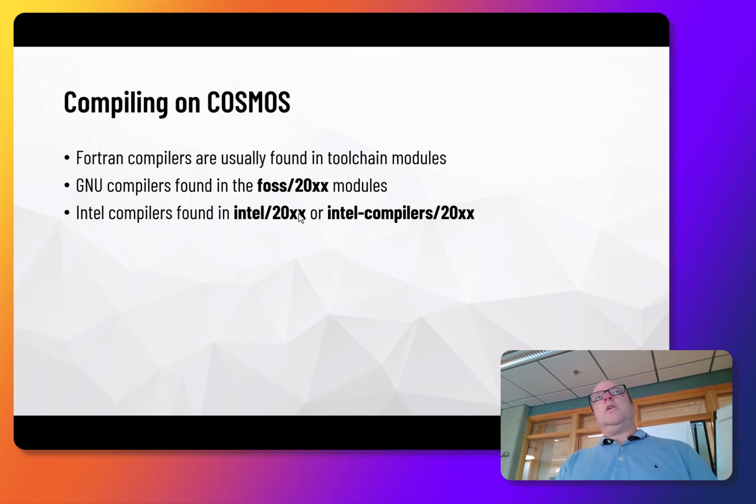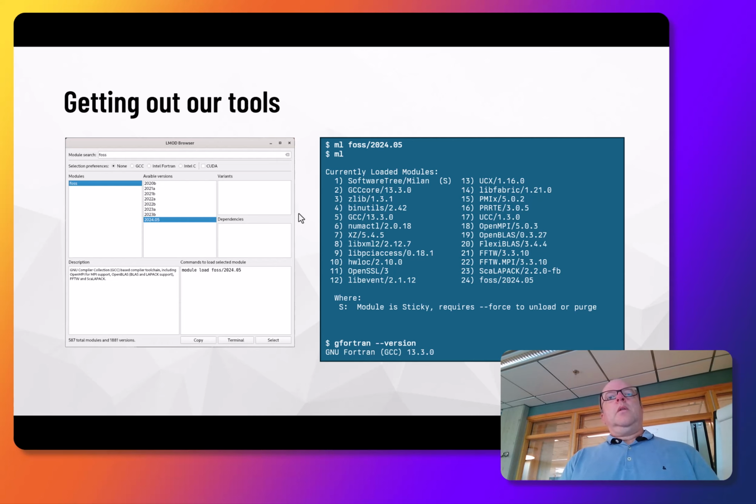Yes, so the Intel compilers can be used on Cosmos as well using the Intel toolchains. If you are running on the desktop, you can search for the different versions that are available here. We have a lot of different compiler versions installed.